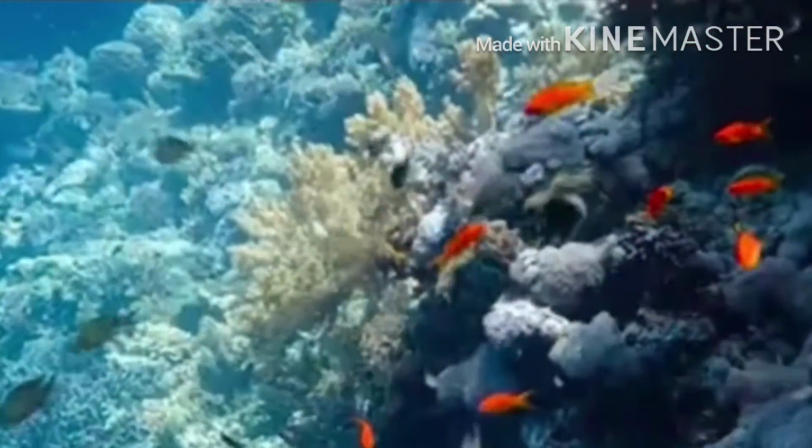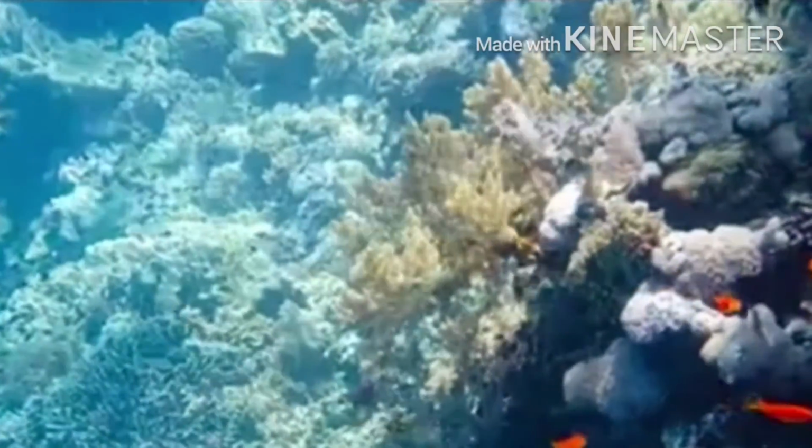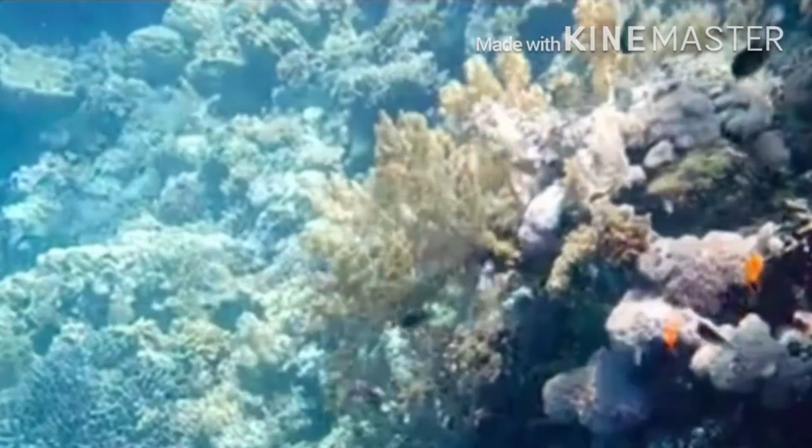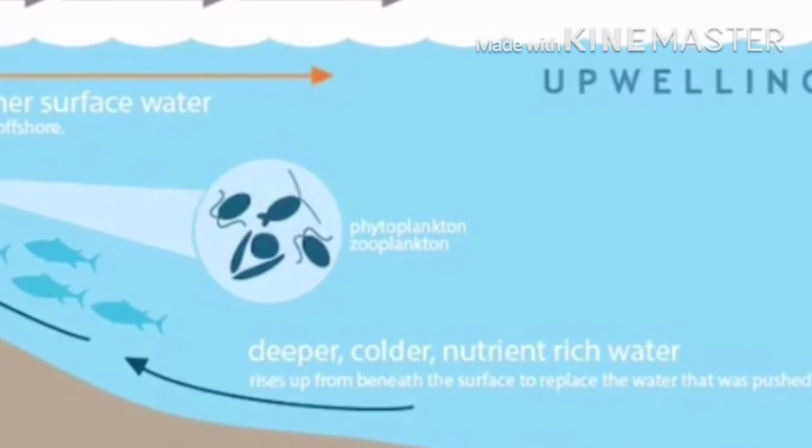Currents are important in marine ecosystems because they redistribute water, heat, nutrients, and oxygen in the ocean. At the same time, they sweep over and carry off living organisms.